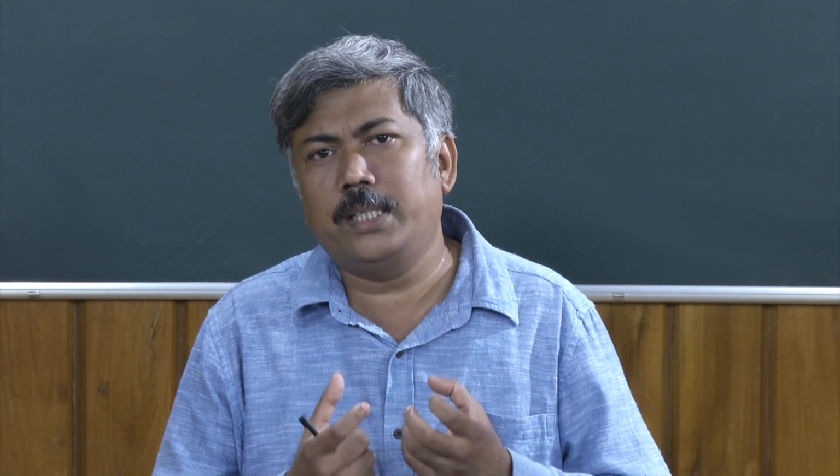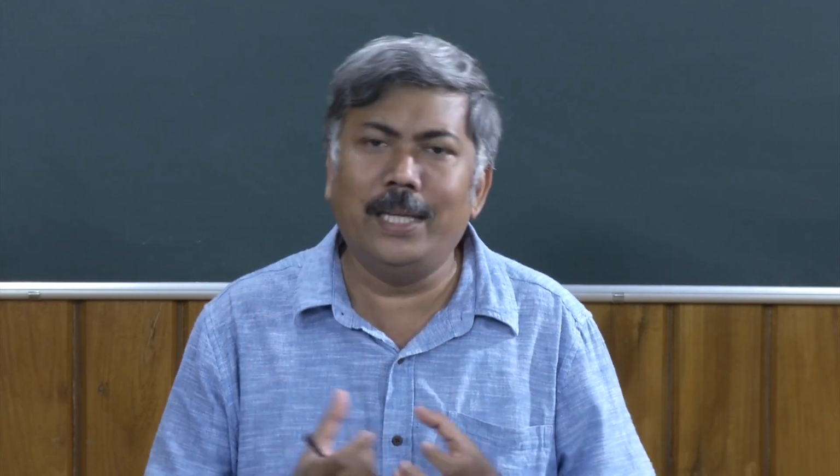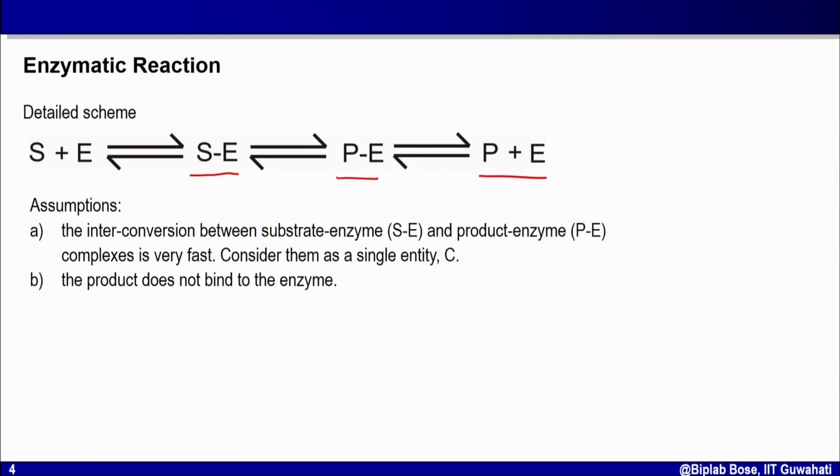So usually in the chemistry lab also people will consider both of them together as a single entity and will consider them as a C complex. So I will consider this whole thing as a single thing, C, a complex. I will not separately consider them. And the next assumption, which is also very logical, is that the product does not go back and bind to the enzyme again. That means I am not considering this step as a reversible one.